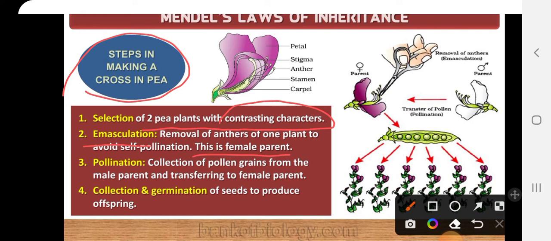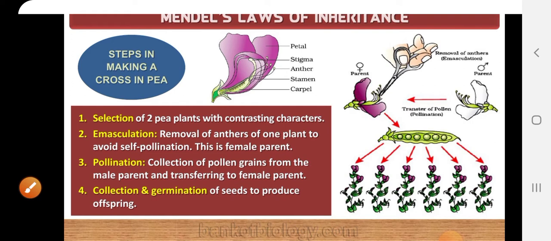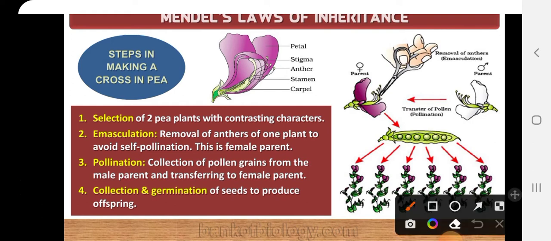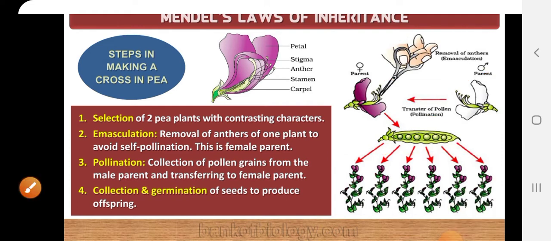Pollination: after emasculation, what is done? The pollen grains from the selected plant are dusted on the female parent, which is emasculated. Pollination is done, then collection and germination of the seeds to produce the offspring. As you can see in this diagram, this is the process: emasculation, removal of the anther, then the transfer of the pollen for pollination, and then these seeds are collected to obtain these particular plants.